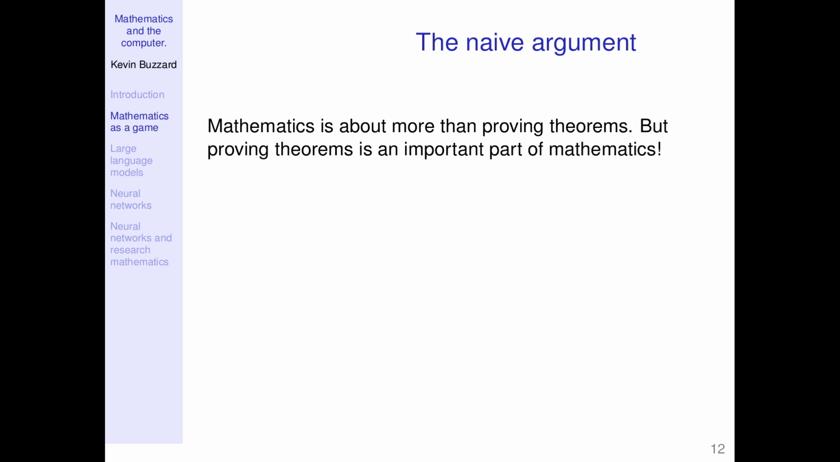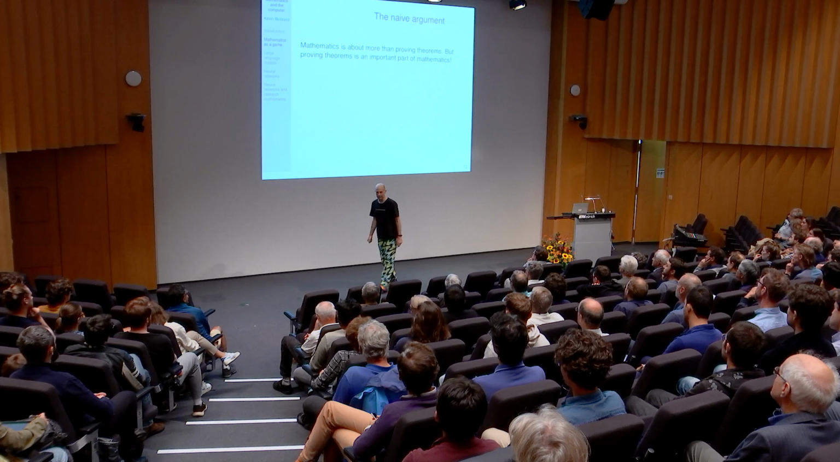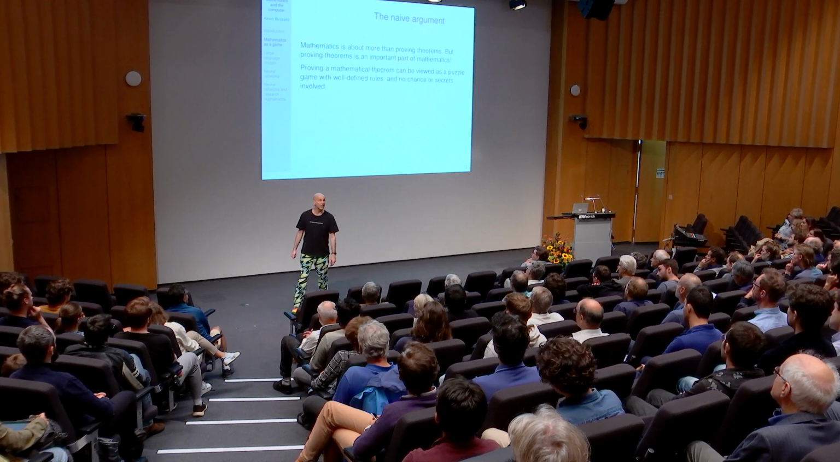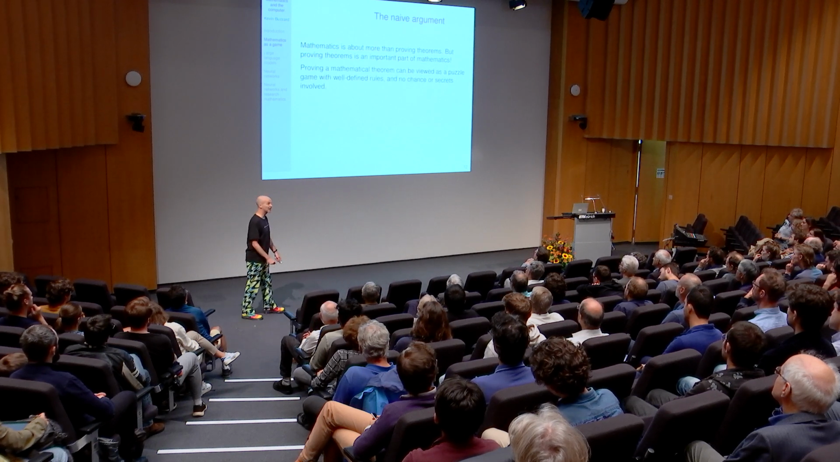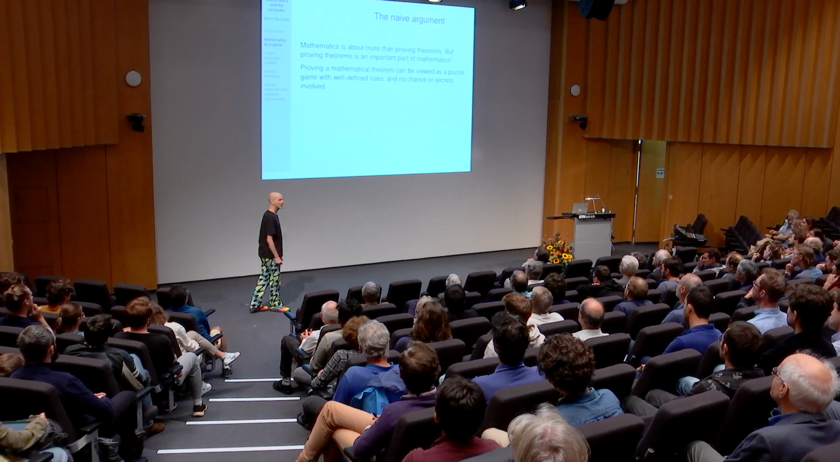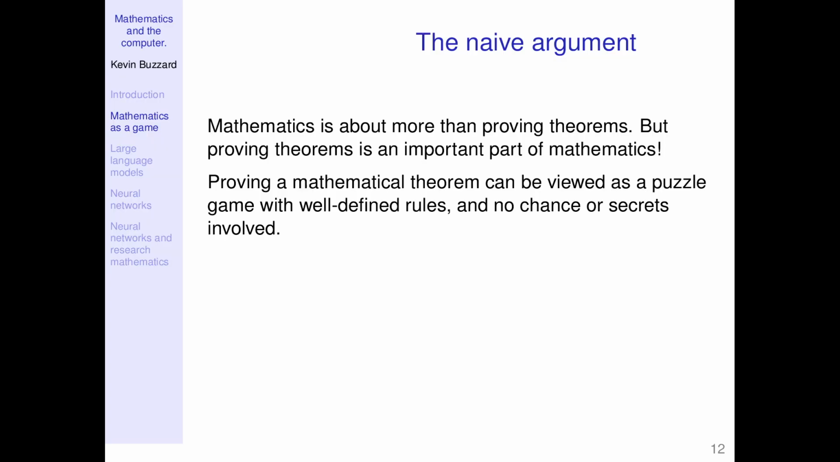Mathematics is about lots of things, but certainly one key component of mathematics is about proving theorems. And proving theorems is a game, right? Proving theorems is a puzzle game. It's got completely well-defined rules. Those are the rules of mathematics. There's nothing secret going on, no chance or anything like that. And so it's a game.